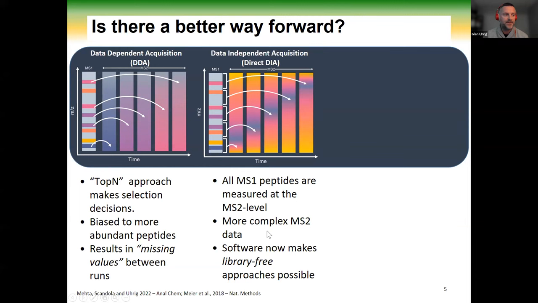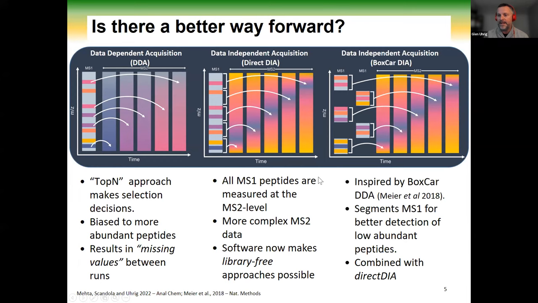And then where my group comes in really is advancing how we can get deeper into the proteome to get better resolution. We were inspired by a paper published in 2018 creating a technology called BoxCar DDA, where you would segment your MS1 to create smaller packets of peptides for fragmentation that ultimately get assessed at the MS2 level through sequential window acquisitions. And what we find by doing this is that we actually get quite a bit better resolution of the plant proteome, which I'll show you now.